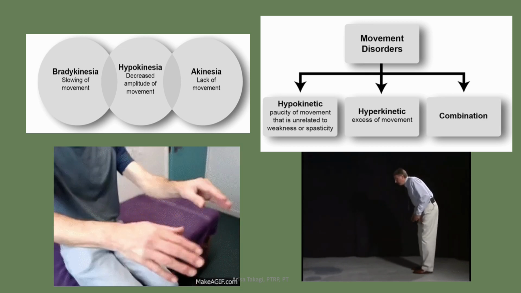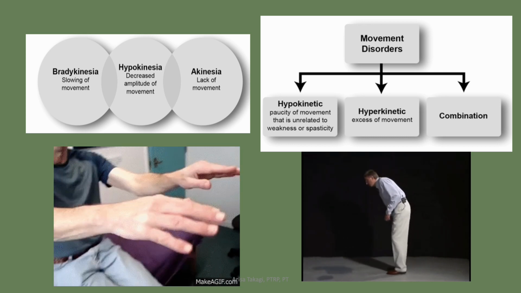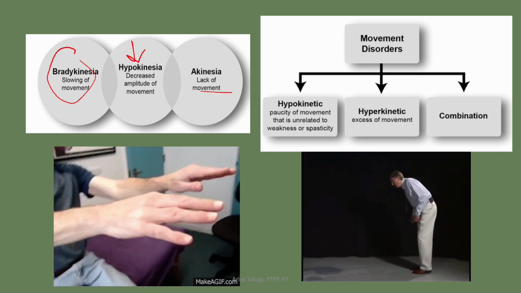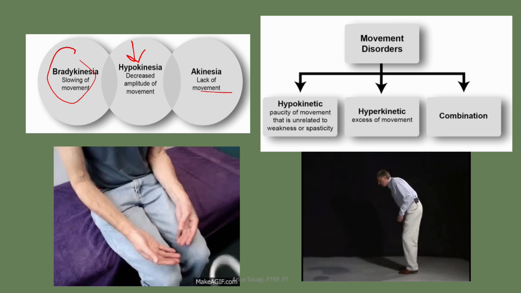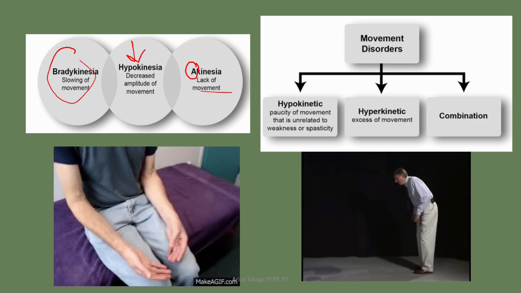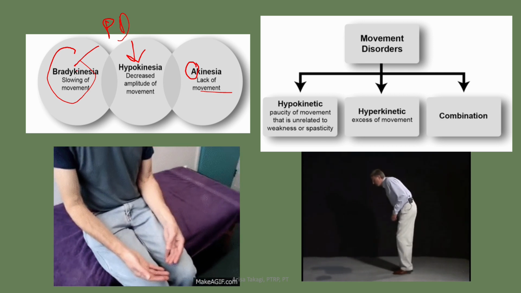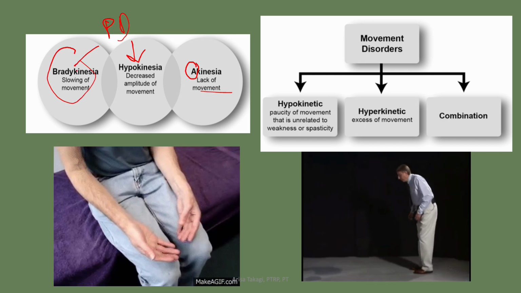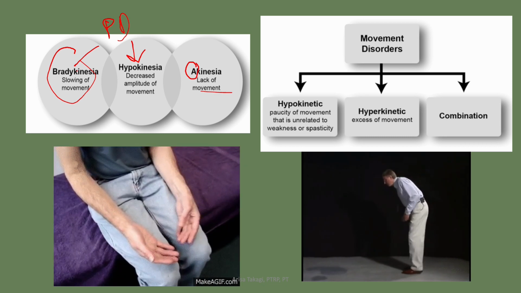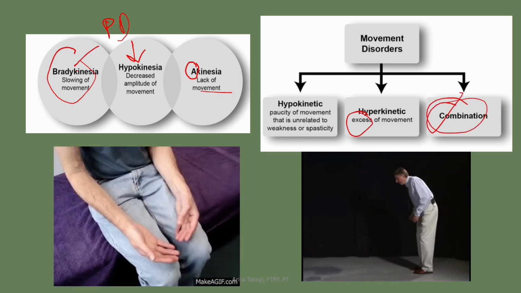Okay, so this is again your other manifestation with your extrapyramidal lesion. You have your bradykinesia, slowing of movement, hypokinesia, decreased amplitude of movement, akinesia, is absent, so lack of movement. So this can be found, especially your bradykinesia, for Parkinson's disease. Okay, and then we have other pa, hypokinetic, paucity of movement that is unrelated to weakness or spasticity. Hyperkinetic, excessive naman yung movement, and then you have your combination of both.